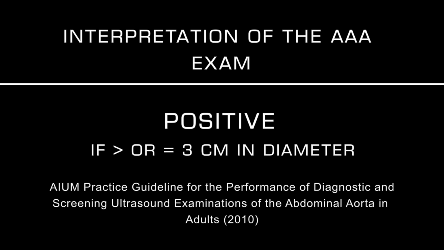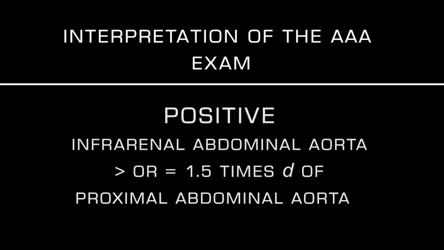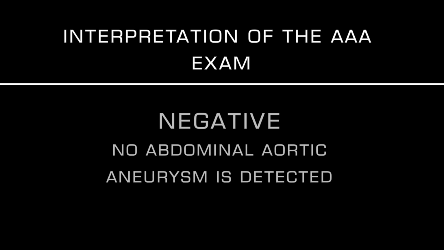The results of the examination for AAA are positive if the measurement of the abdominal aorta is greater than or equal to 3 centimeters in diameter. The results are also positive if the measurement of the infrarenal abdominal aorta is greater than or equal to 1.5 times the diameter of the normal proximal aorta. This is particularly important in women or smaller individuals. The results of the exam are negative if no abdominal aortic aneurysm is detected.